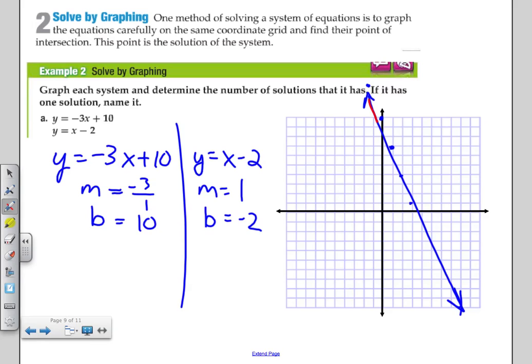Okay, and y equals x minus 2. So the slope is 1, b is negative 2. So here's negative 2. That's where we're going to start. We're going to go up 1, and it's a positive slope. Up 1 over 1, up 1 over 1, up 1 over 1, up 1 over 1, up 1 over 1. Okay, so I'm guessing right here is our intersection. So the solution to this system of equations is 3, comma 1. All right?